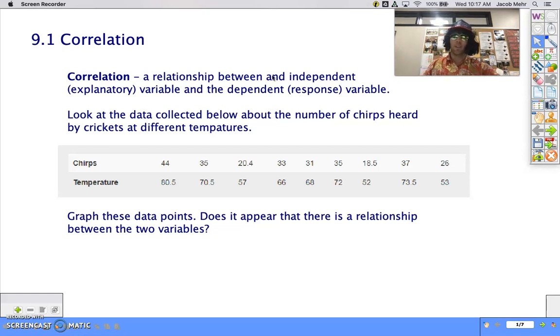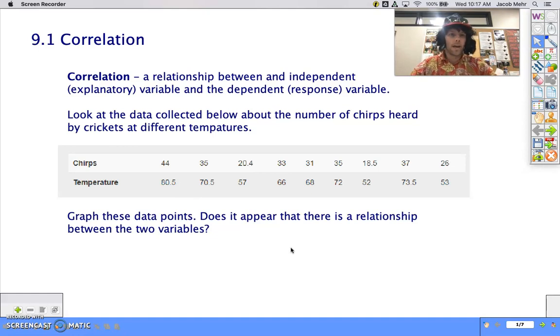I have an example here that has to deal with the number of chirps heard from crickets at different temperatures. We can see in the table here, there were 44 chirps when the temperature was 80.5 degrees. There are 35 chirps when it's 70.5 degrees. 20.4 chirps when there was 57. How can there be 0.4 chirps? I didn't give you a lot of information from this study, but they would have been averaging the number of chirps to get a number like 20.4 and so on.